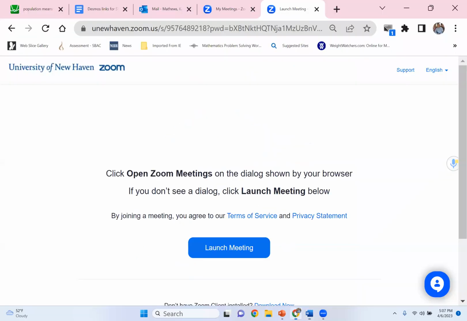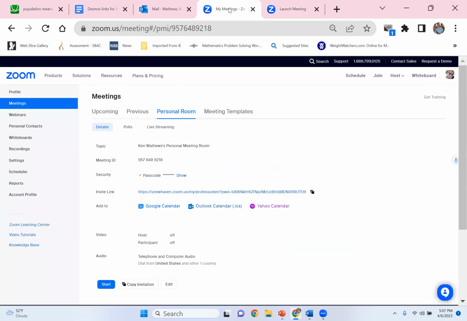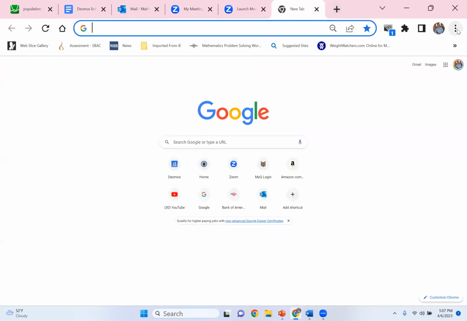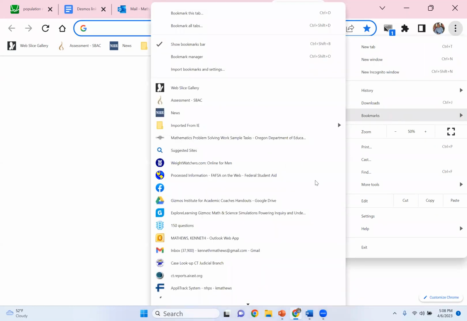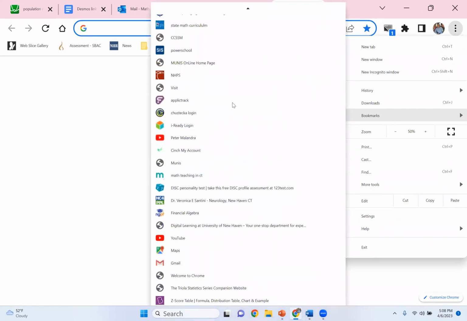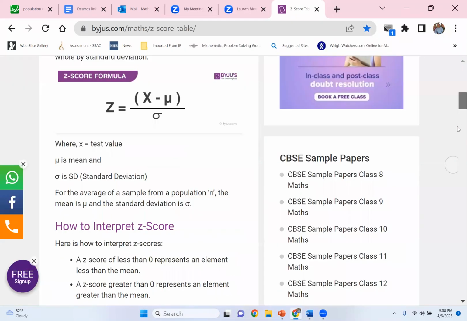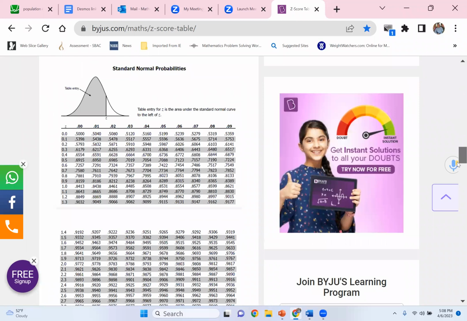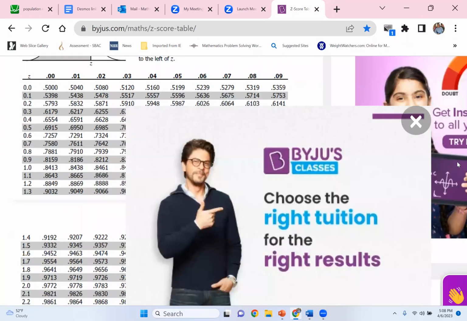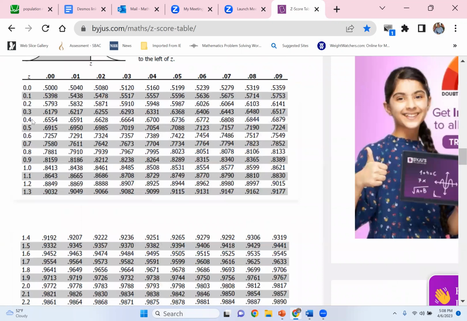So here's, let's zoom. All right. That's my little bookmark. There's my z table. So the first one I'm going to look under is positive 0.45. Who the heck is that? Get away. All right, so positive 0.45 is right here, 0.6736.